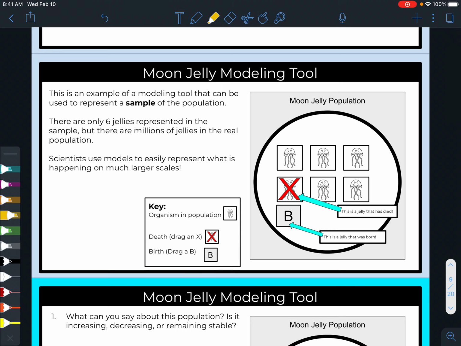The next couple of slides involve this Moon Jelly modeling tool. This is something that I would have taught in class, but the 4-day weekend threw us off a little bit. So on slide number 9 on your slides, you're going to see this Moon Jelly modeling tool.